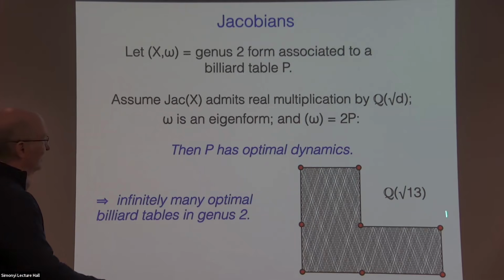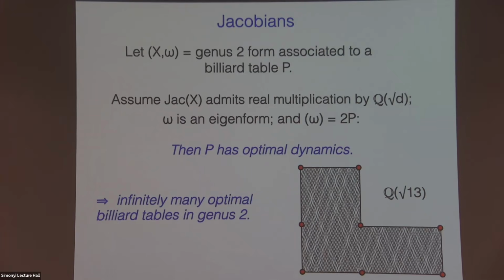For example, here's one of the tables associated to Q adjoin root 13. It no longer looks like a regular polygon. It's an L-shaped table, but combinatorially it has 8 edges, and when glued up, it gives a surface of genus 2 and a one form with a unique zero.